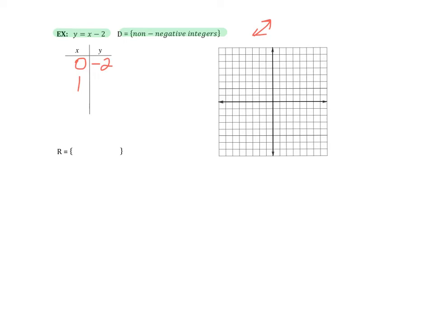Yes, I know you can graph a line with only 2 points, but we usually ask you for 3, so we'll do 3 here. If you plug in a 1 for x, you get negative 1. If you plug in a 2 for x, you get 0. And yes, it could keep going, which we'll talk about in just a moment. So when we plot these points, we've got (0, -2), (1, -1), and (2, 0).